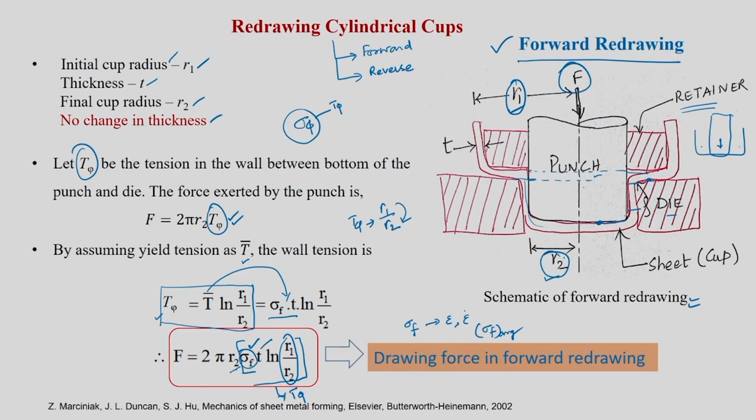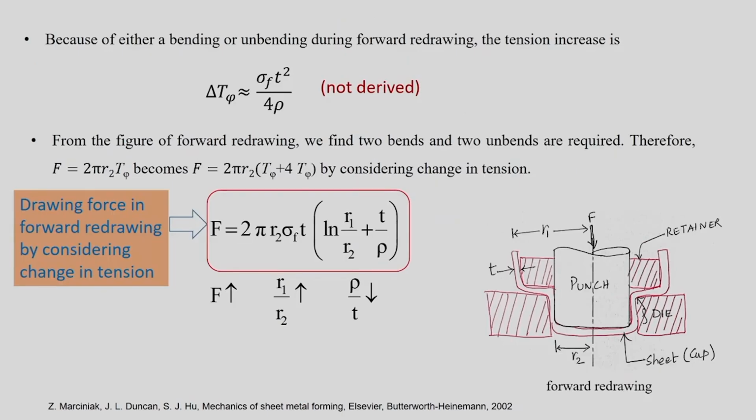Now we are not going to keep it so simple. We are going to introduce one more addition to this equation, that is the change in tension due to bending and unbending during this redrawing operation. There will be some change in tension, this T phi is going to have an addition of one particular value, because of bending and unbending during this drawing operation. So, what is it? Again, we are not going to derive this, it is actually taken from a different chapter, but let us accept it and go ahead with the derivation.